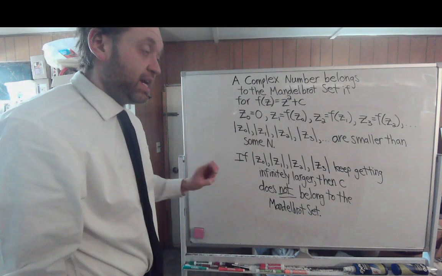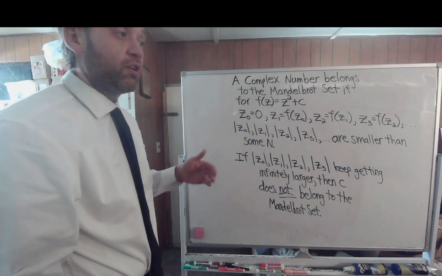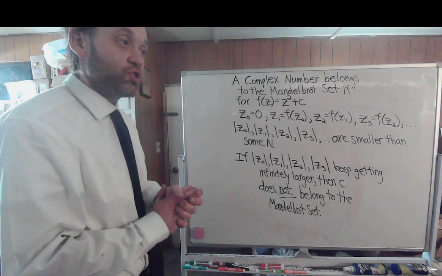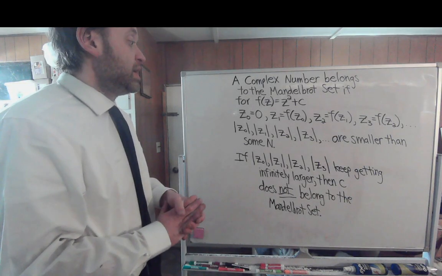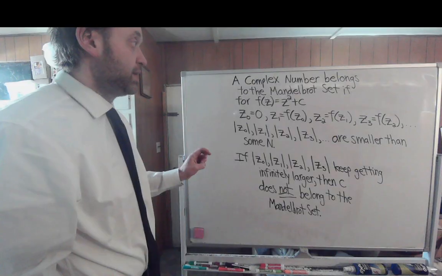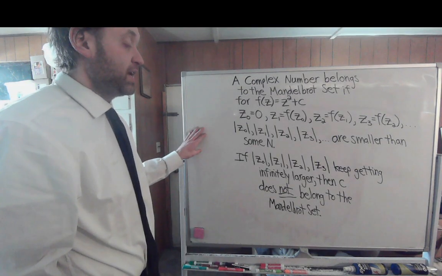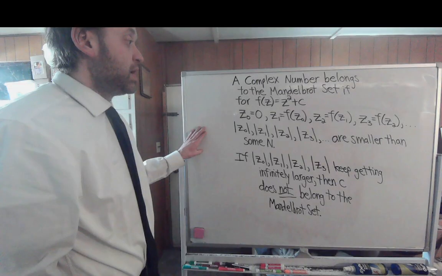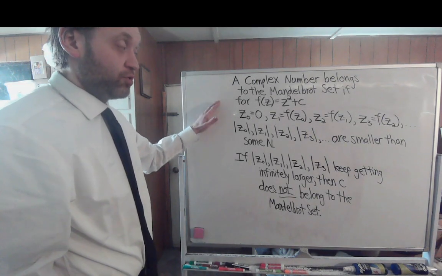If that's the case, they don't keep getting infinitely large. They stay smaller than a certain integer value, or a smaller natural number value, I should say. That's what the n denotes, a natural number. Then the number belongs to the Mandelbrot set.